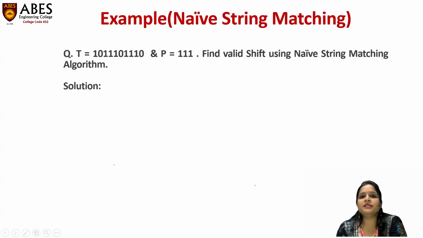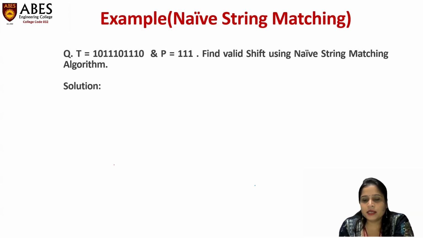To understand the concept of the naive string matching algorithm, let us take an example. First we will solve this example, and after that we will discuss its algorithm. So what is the naive string matching algorithm? It is also known as the standard string matching algorithm. Basically, we find all the valid shifts for a possible match.